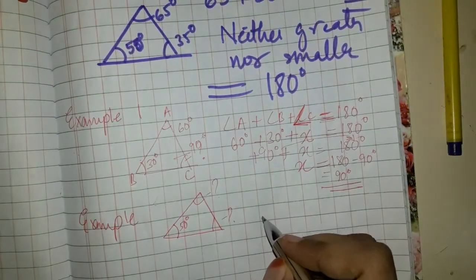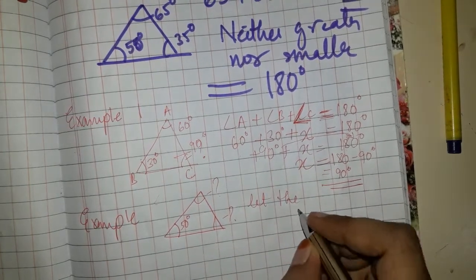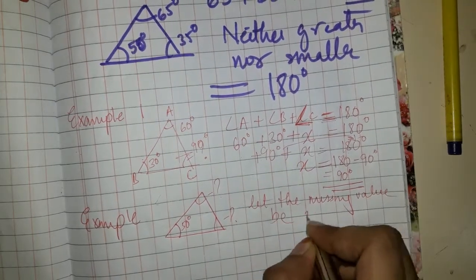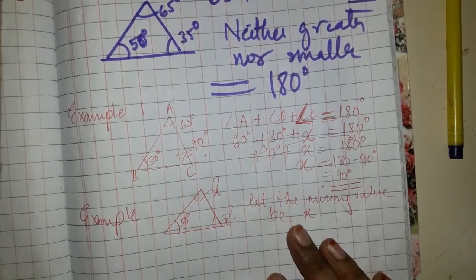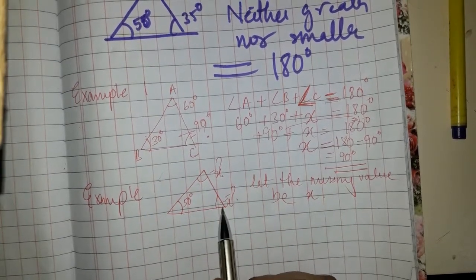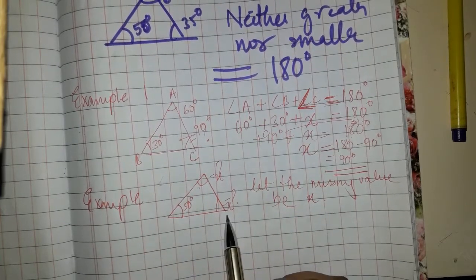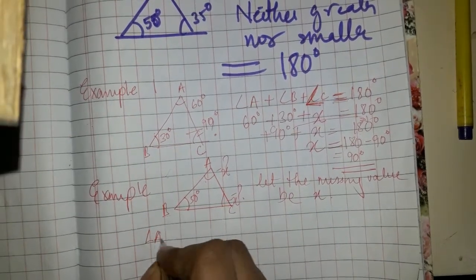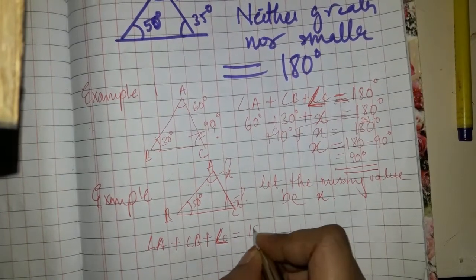So we'll consider that the missing value be x. If this is x, this will also be x. We know in a triangle all the three angles will give a sum of 180 degrees. So let's write them in an equation form. We know angles A, B, C will give us a sum of 180 degrees.